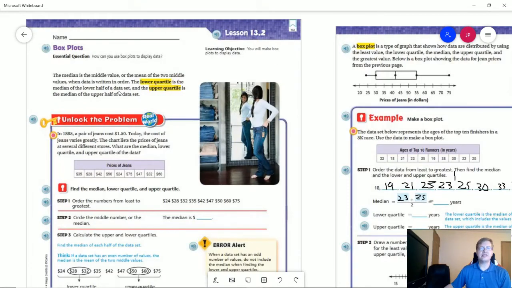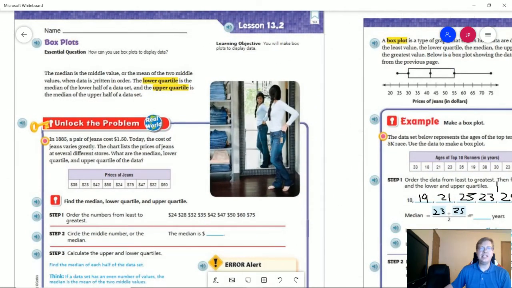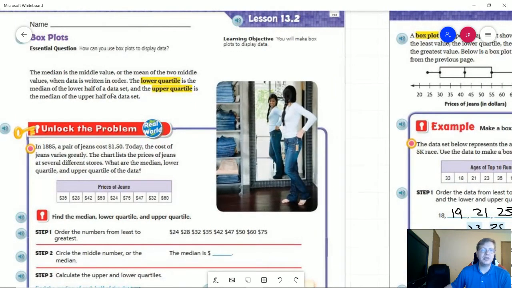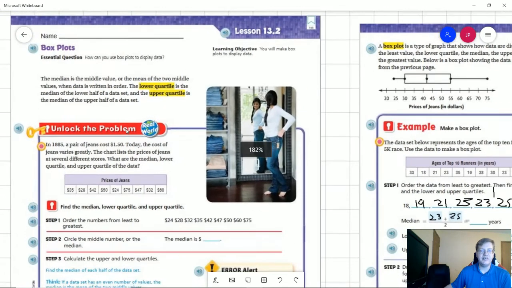This is for 6th grade, and today we are working with box plots. The idea is, now that we've figured out how to find the median or middle value, we are going to take that and extend it a little bit further to find the middle value of the upper and lower ends of our set of data. And so the lower quartile is going to be the median of the lower half of the set of data, and the upper quartile would be the median of the upper half.